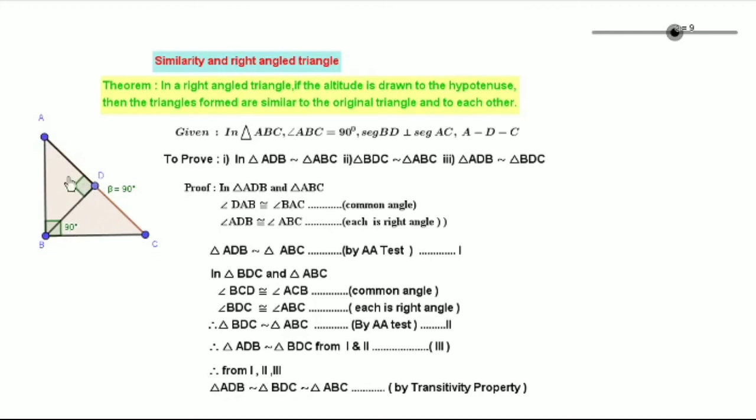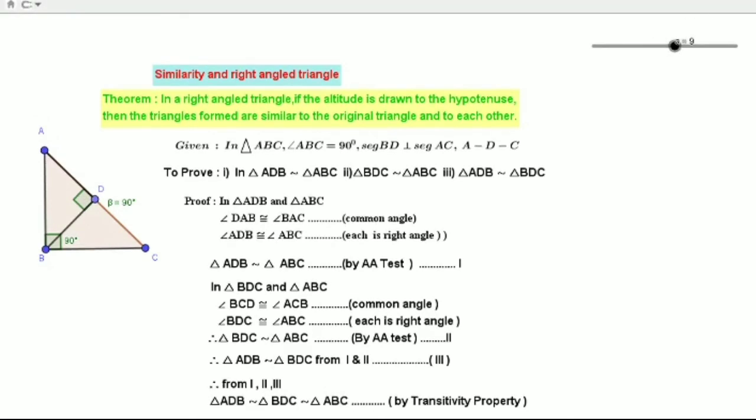So in this way, we have proved that these two triangles, triangle ADB and triangle BDC, which are formed due to the altitude drawn on the hypotenuse, are similar to each other, as well as similar to the original triangle. That we had to prove and we have proved. So in this way we have proved this theorem.